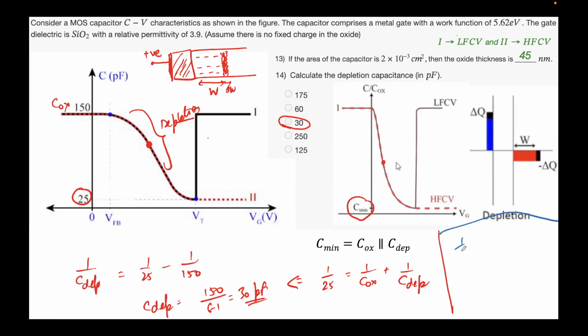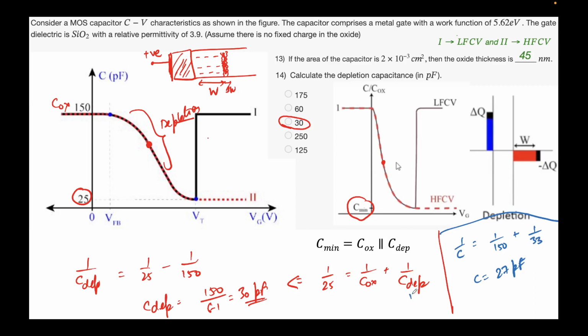So what will it be? 1 over C should be equal to 1 over 150, which is C aux, plus 1 over, let's say, 33. So C will come out to be, calculator, 150 times 33 over 183. It's coming out to be 27 picofarads.